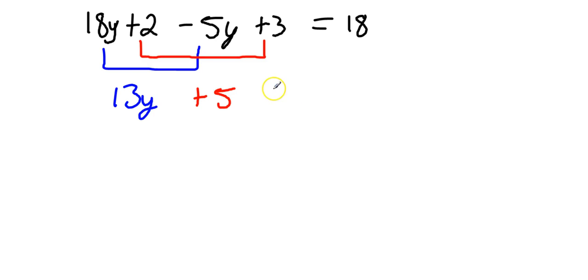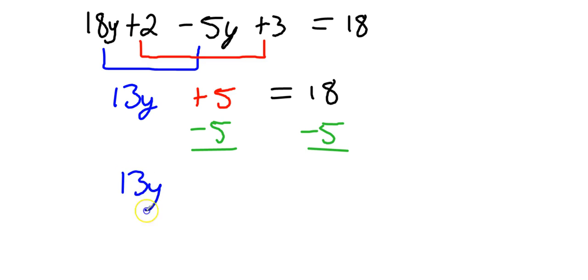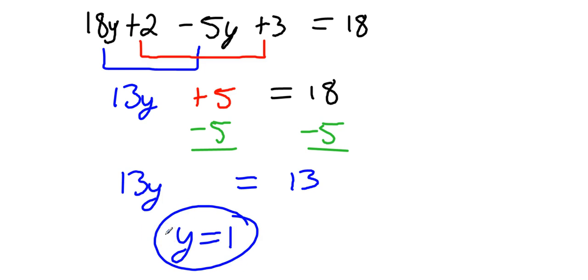When you have to change the signs is when you move it from one side to the other. So we've got the 13y plus 5. Now we're going to get rid of this 5, and we're going to move it from the left-hand side over to the right-hand side. So that's why we've got to change the sign there. And then you've got 13y equals 13. Divide those two numbers. So you should have y equals 1.